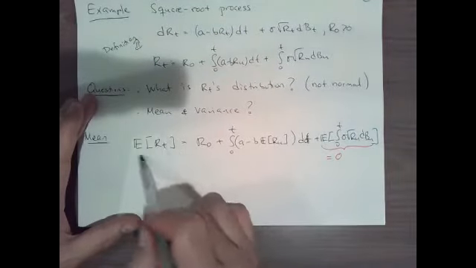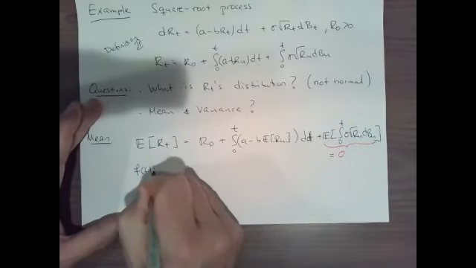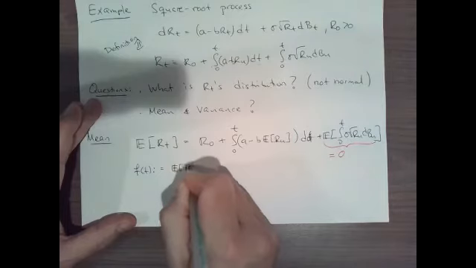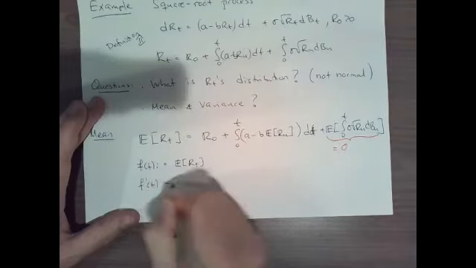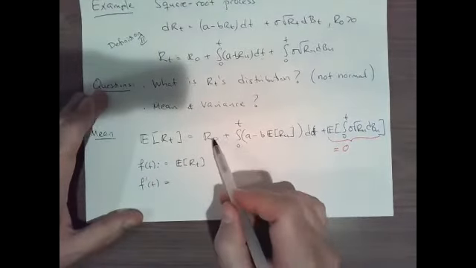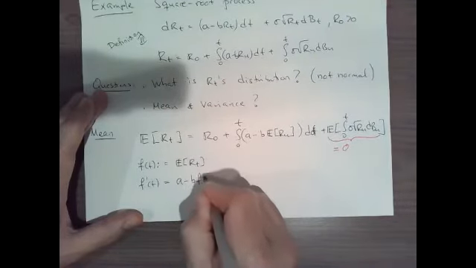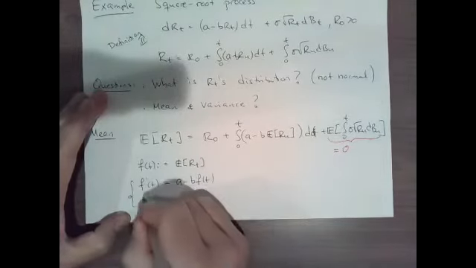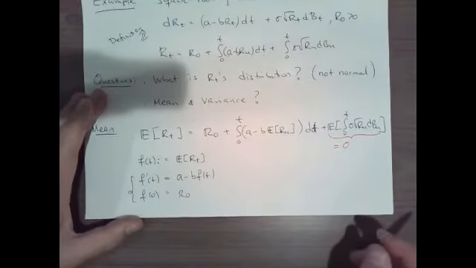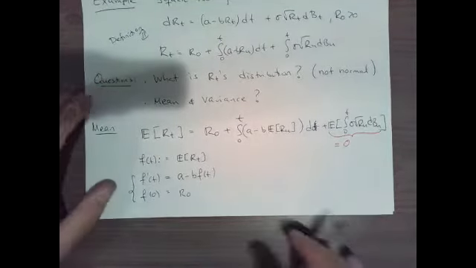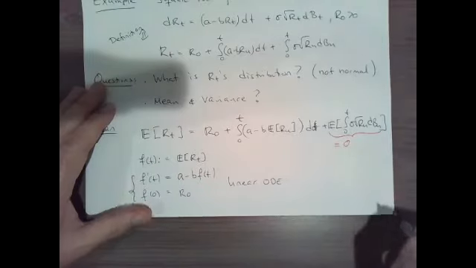So now you see you have the expectation of R_t here, and the expectation of R_u here. If you define f of t to be the expectation of R_t, and then compute f prime of t, you take the derivative here. This will be a minus b f of t. And f of 0 is just R_0. So this is a linear ODE, which you can solve.